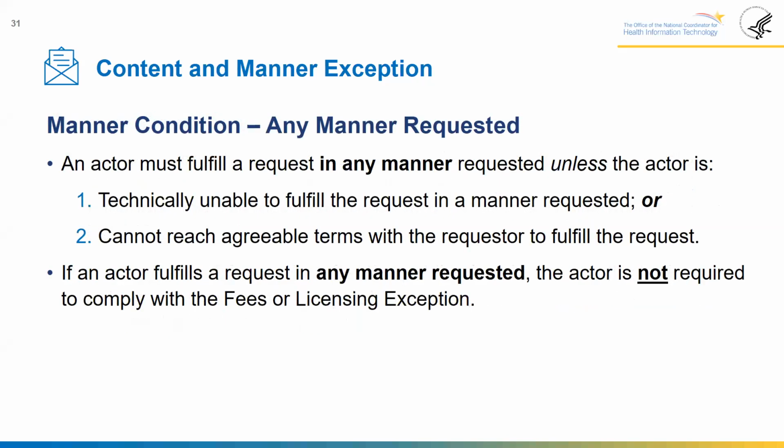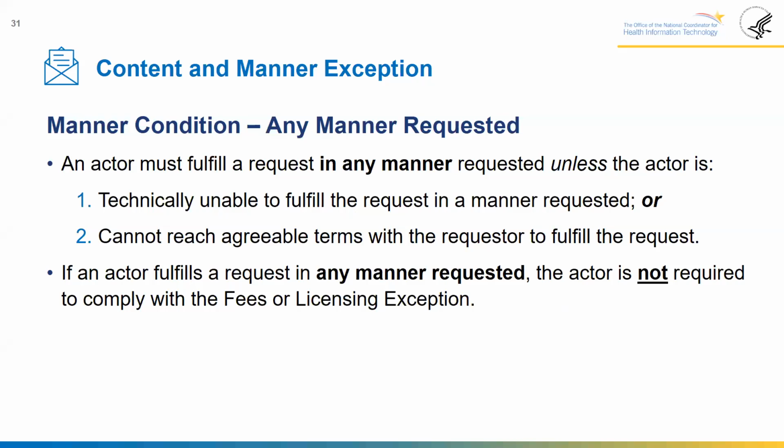Okay, so now we're on to the manner condition, or the how. So there's really 2 parts to this condition with separate rules for each. There's fulfilling the request in any manner requested, and then there's also fulfilling the request in an alternative manner. So let's first talk about fulfilling a request in any manner requested. An actor must fulfill a request in any manner requested unless the actor is technically unable to fulfill the request in a manner requested or cannot reach agreeable terms with the requester to fulfill the request.